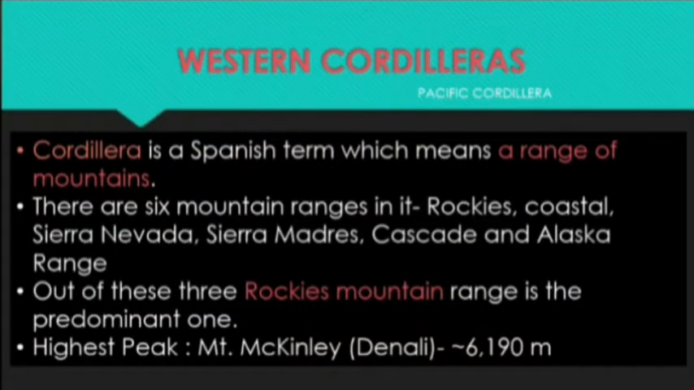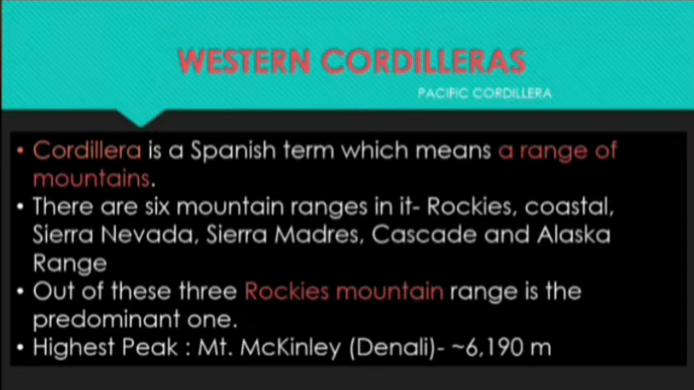As we have discussed the first physical feature of North America, that is Canadian Shield, now let us study the second one, which is Western Cordillera. It is also known as Pacific Cordillera. Before learning the facts about it, let us understand the meaning of Cordillera. Cordillera is a Spanish term which means a range of mountains.